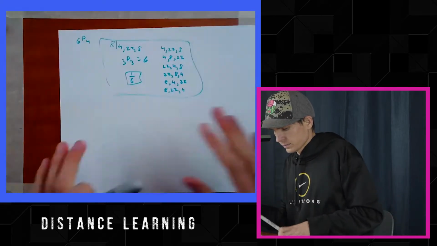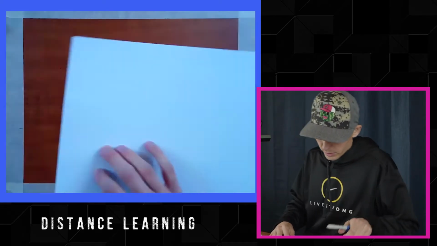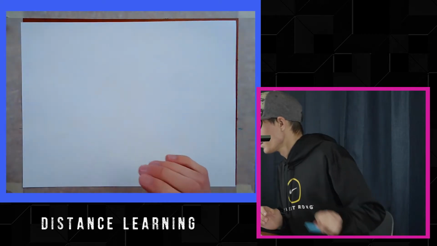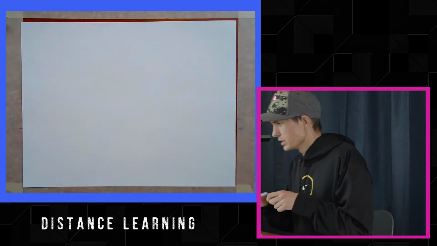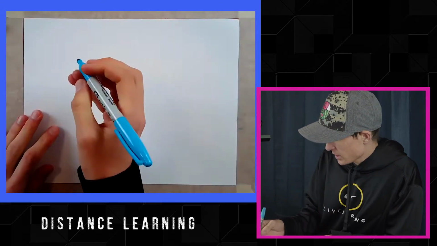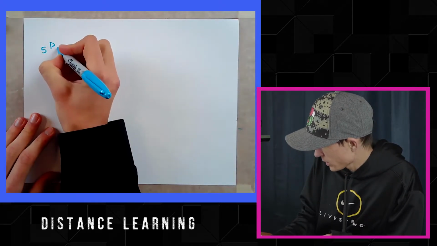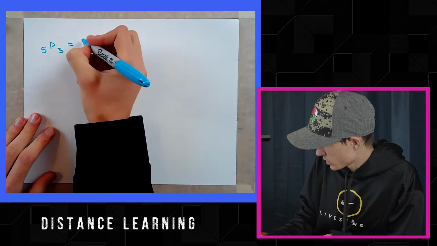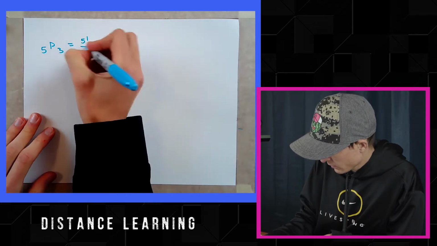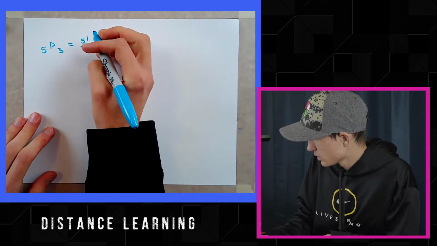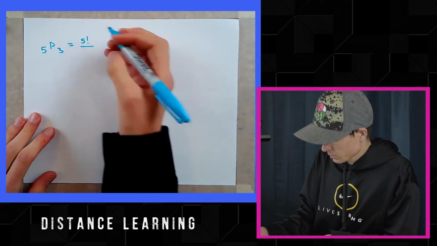So, that's my example. Spoiler: permutations. You're gonna see that there's the P button on the calculator for permutations.